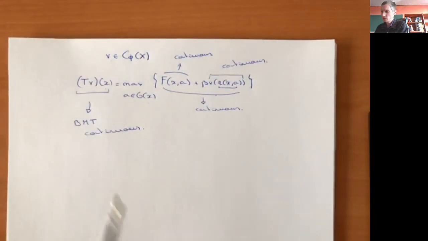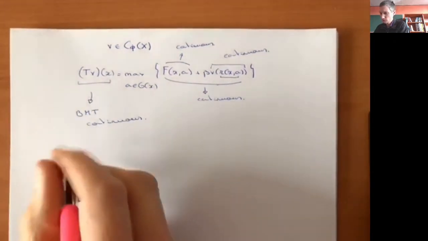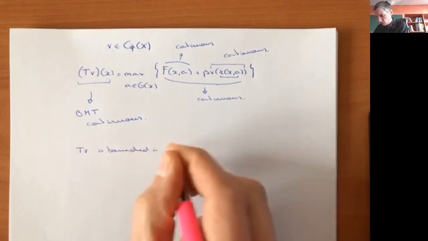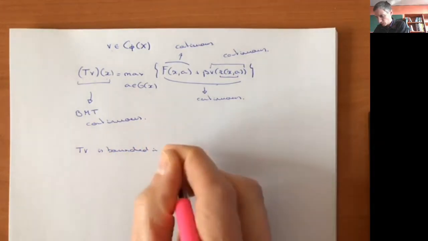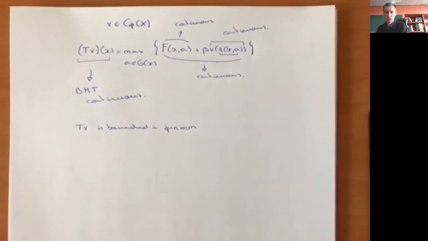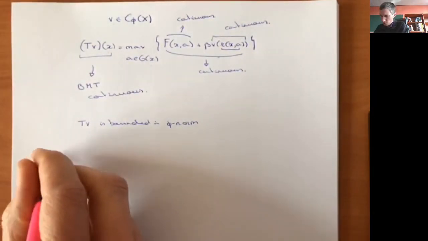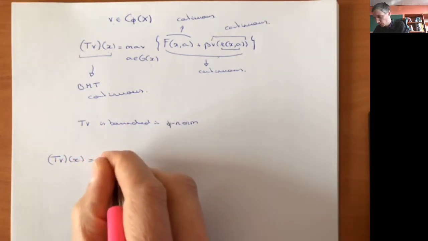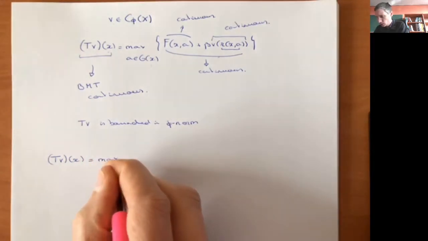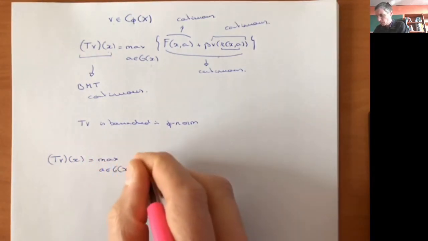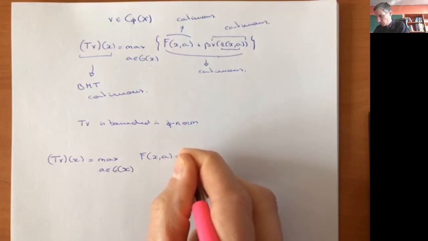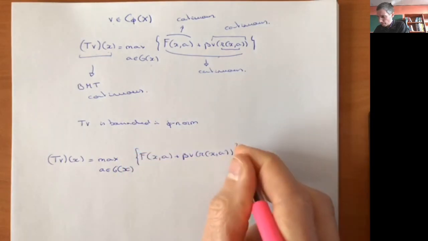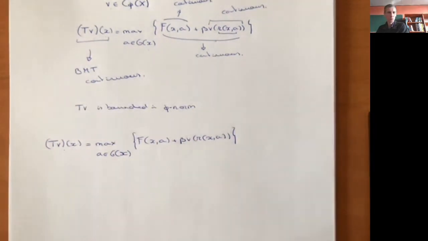So the only thing that we need to show is that Tv is bounded in the phi norm. This is what we're going to show now. So as before, Tv(x), I can just copy this, I'm going to write the same thing many times today, is the max of f(x,a) + beta v(r(x,a)). And we want to put an upper bound on this.